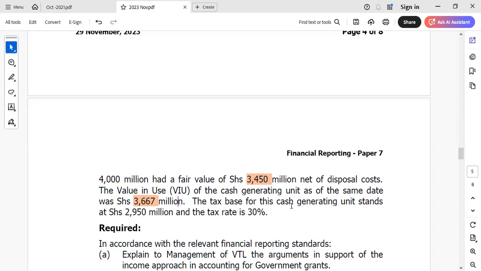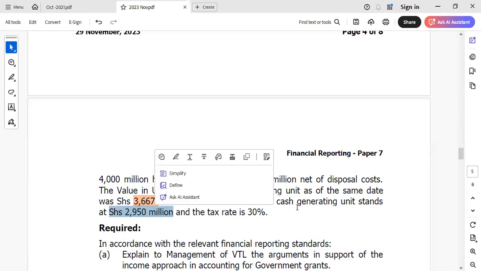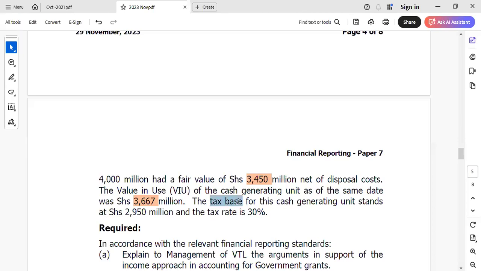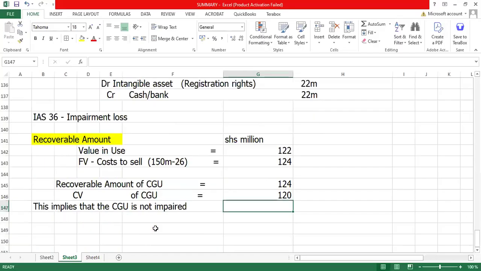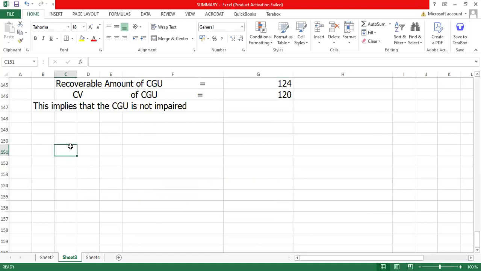The tax base for this cash generating unit stands at this figure. Now remember, you're given the tax base to determine the deferred tax asset. The difference between the carrying value and the tax base is not impairment. Instead, that difference helps you to get the deferred tax asset. So what you do, of course, you write about the standard.